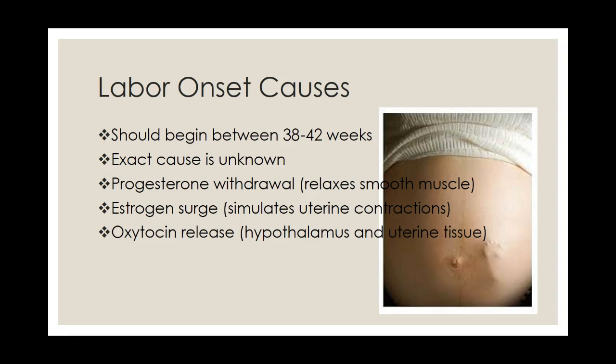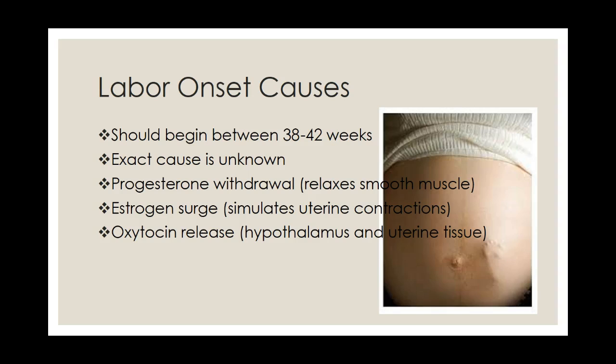So those two things together, the connective tissues of the uterus begin to loosen. We have softening and thinning of the cervix and opening up of the cervix as well. So we stimulate uterine contractions with the estrogen surge, and the progesterone withdrawal helps relax the smooth muscle. Also, oxytocin plays a big role in contractions. Oxytocin is the hormone that is released by the hypothalamus, and it also is released by uterine tissue as well, and it causes contractions.